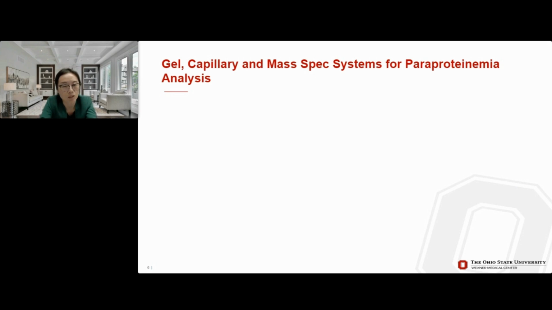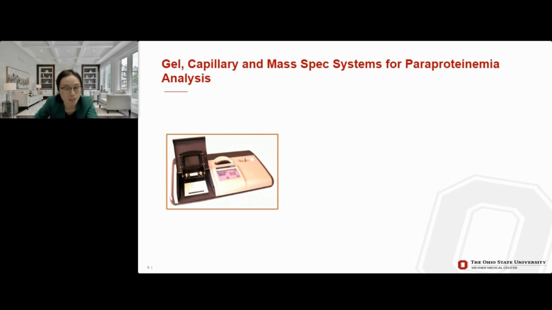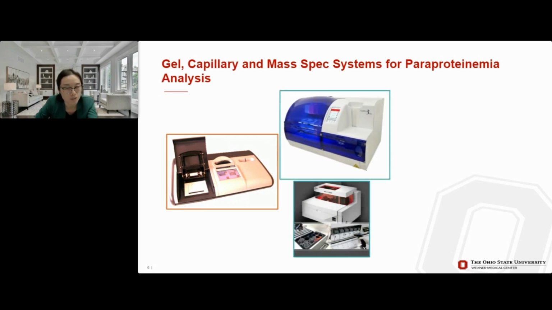Now let's talk about the currently available methods to detect M proteins in clinical labs. Protein electrophoresis followed by gel-based immunofixation electrophoresis is a recommended laboratory tool for detecting M protein. Compared with traditional agarose gel electrophoresis, capillary electrophoresis technology combines the advantages of full automation and high analytical performance, and has been adopted in many clinical labs.